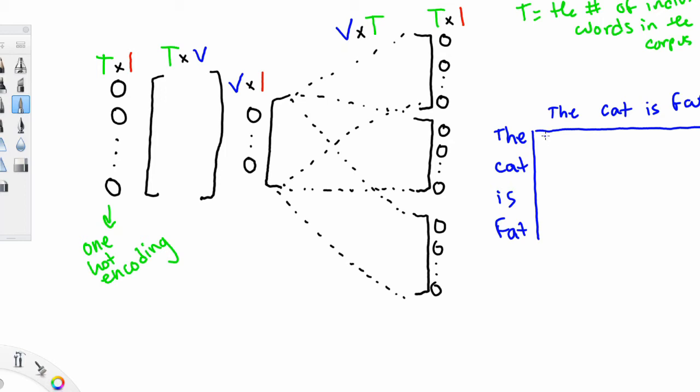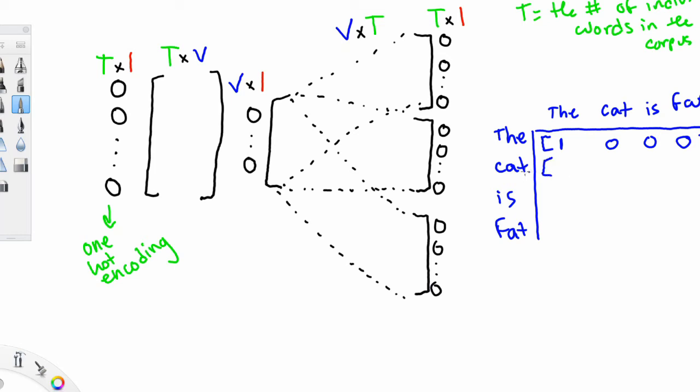So the one-hot encoding for the is going to be 4 places long. So it's going to be a vector, a t by 1 matrix. So what's this going to look like? Well, here's the one-hot encoding, and we're going to put a 0 for every word that it doesn't correspond to, and a 1 at the index of the word that it does correspond to. So the definitely corresponds to the. The does not mean cat, is or fat. So the one-hot encoding for the is 1000.